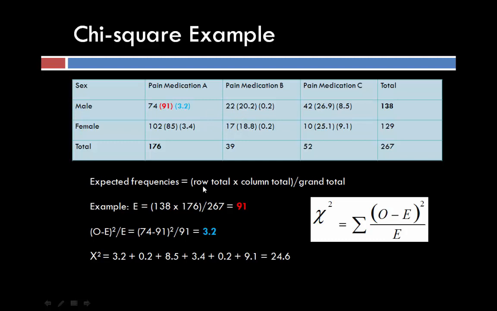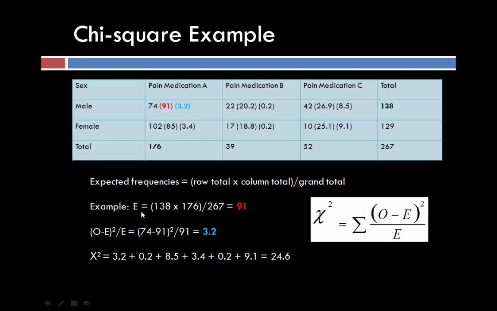This is equal to the row total times the column total divided by our grand total. Looking at our first cell here, we'll calculate an expected frequency. This is what we would expect to see in this cell. However, this will differ from what we actually see, or our observed frequency. That's what we actually got out of the study.